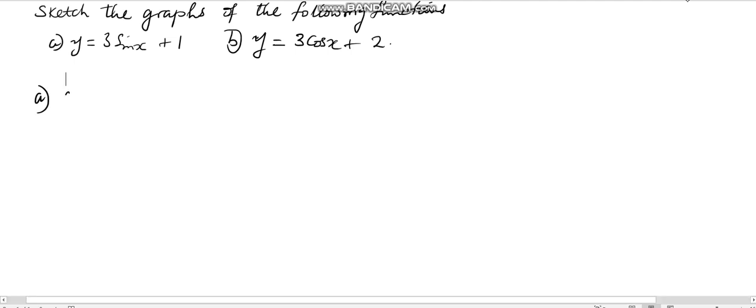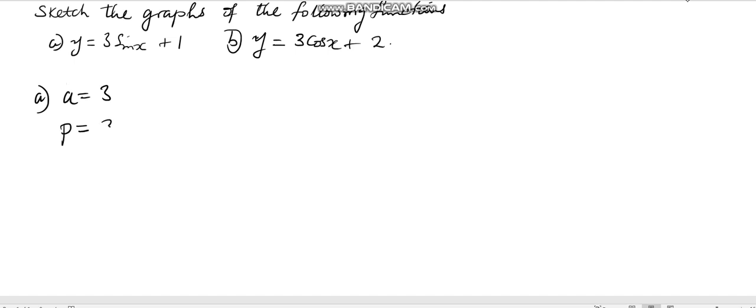we need to say that our amplitude is going to be 3, which is this here that is in front of the function that we have, and then the period is just going to be 360 degrees there. Okay, and then the shift, we're just going to push the graph a single unit up there.